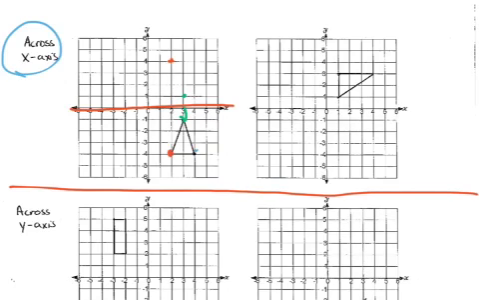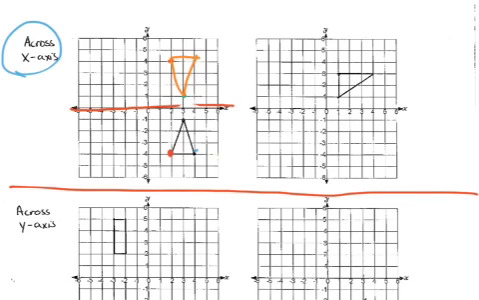Take a look at the bottom right. And again, it's 1, 2, 3, 4. So that means I'm going to go up 1, 2, 3, 4 and put that blue dot there. Now I have my shape. So notice that the shape did flip across the line of reflection. Okay, so now let's take a look at the one on the right.